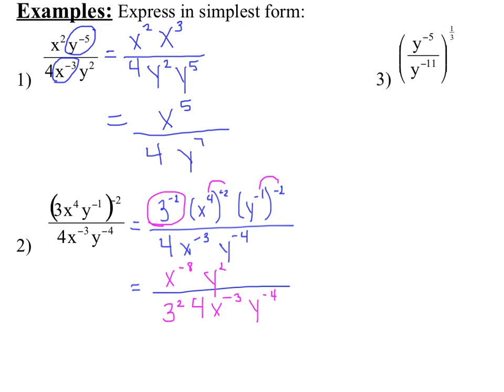So now I can move all my negative exponents and square my 3. So x to the negative eighth is going to move to the bottom. Y to the second is going to stay on top. 3 squared I know will become 9. 4 staying on the bottom, so I'm going to have to multiply those.